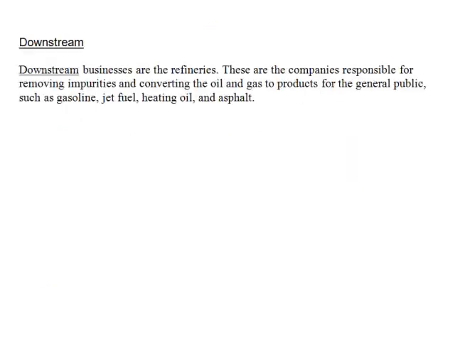The last type is the downstream industry, which basically focuses on refineries. Downstream businesses are the refineries, the companies responsible for removing impurities and converting oil and gas to products for the general public, such as gasoline, jet fuel, heating oil, and asphalt. Those are the types of industry we have in brief.